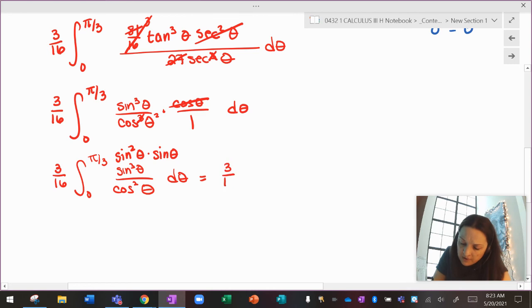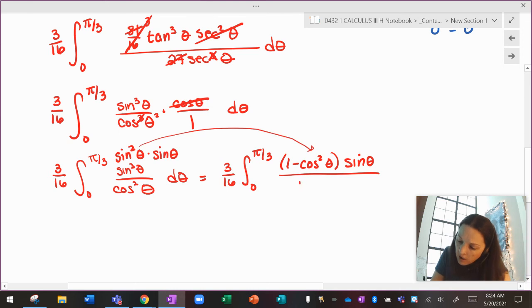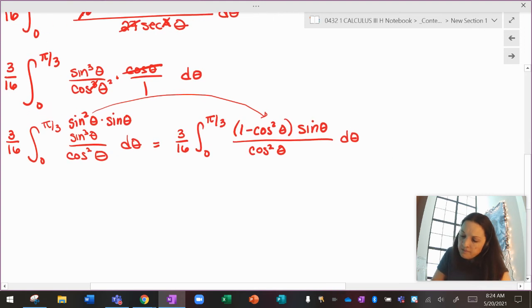So I have 3/16, the integral from 0 to pi over 3 of 1 minus cosine squared theta times sine theta. Sine squared becomes 1 minus cosine squared. So this guy turned into that guy. All over cosine squared theta d theta. So let's let u equal cosine theta, and du would then be negative sine theta.